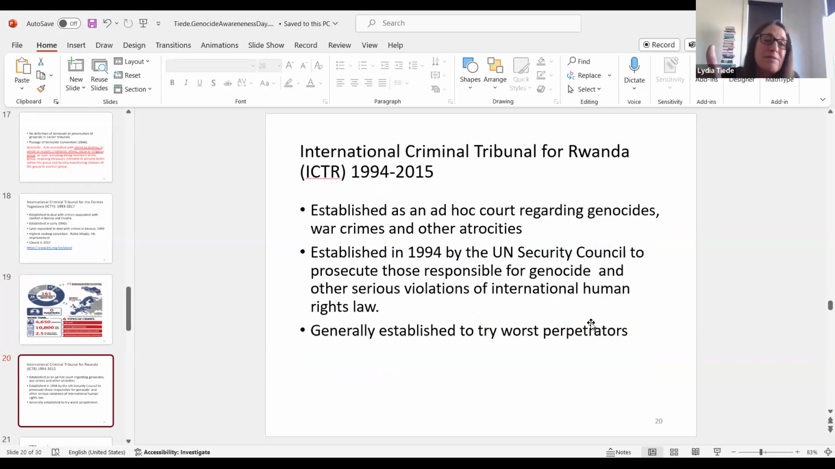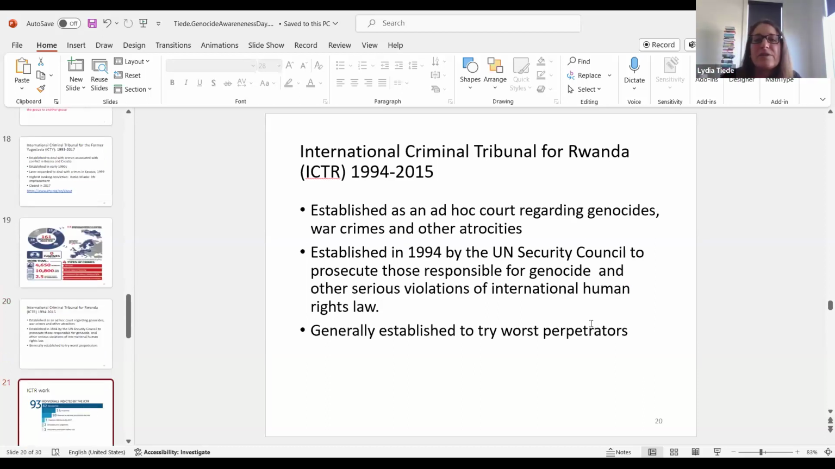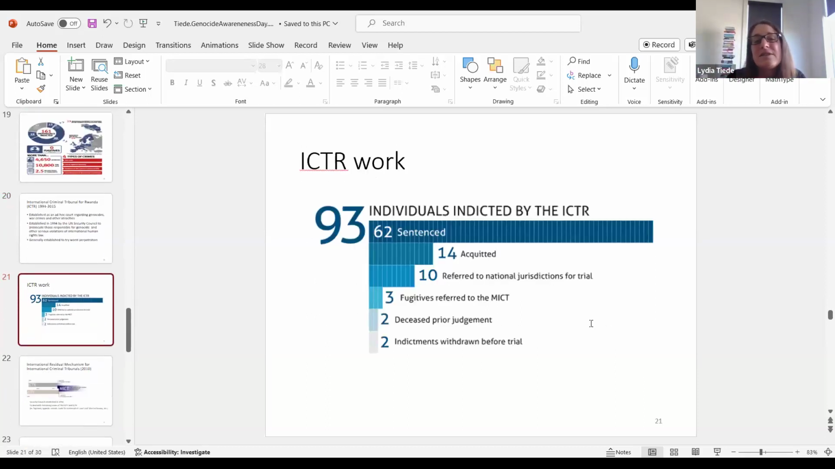Both the Yugoslav Tribunal was held in The Hague, so outside the country, and Rwanda as well. These cases were heard in Tanzania. Okay, so again, they tried to move them out of the countries because of the politics and emotion involved with these. So again, this is fairly similar to the Yugoslav Tribunal. We've got 93 individuals indicted, so maybe not quite as many as the Yugoslav Tribunal, and 62 sentenced. Okay, and some are acquitted.